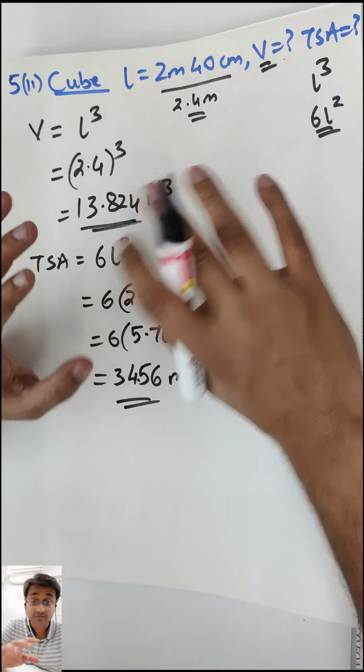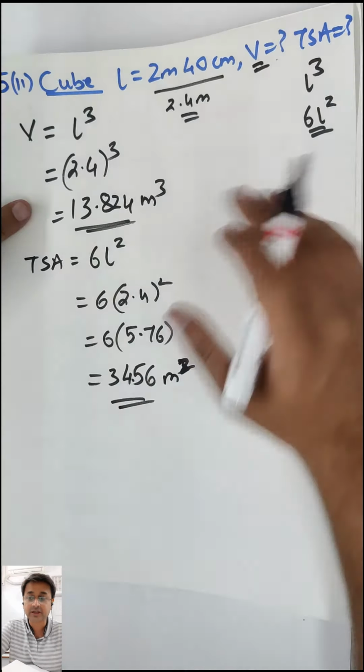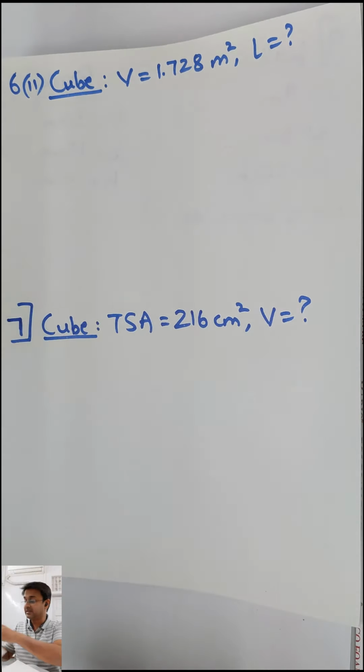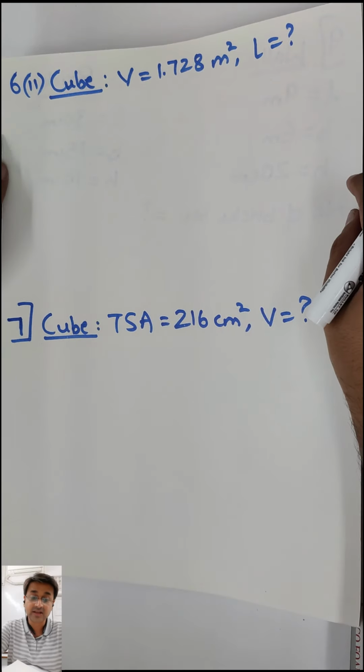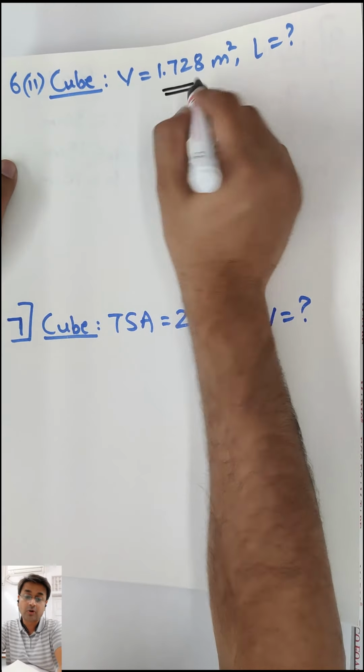These sums are not tough, but there are a lot of calculations. You really need to be focused, otherwise you will easily mess up the calculations. Sum 6, part 2: a cube. Volume is given.